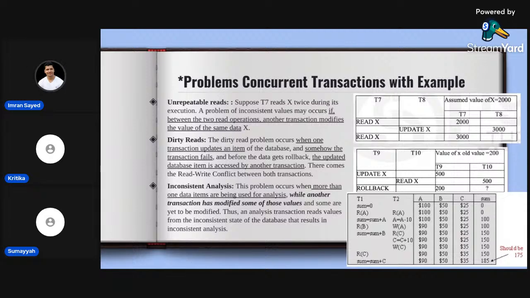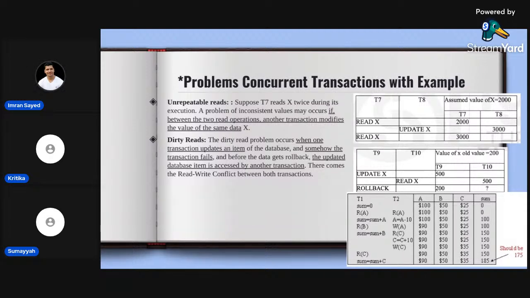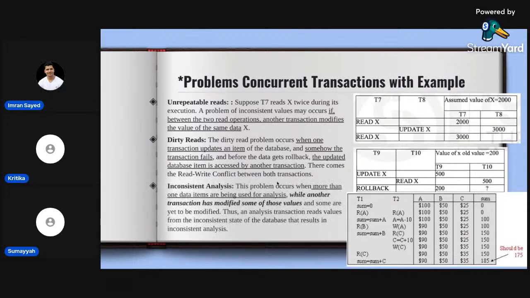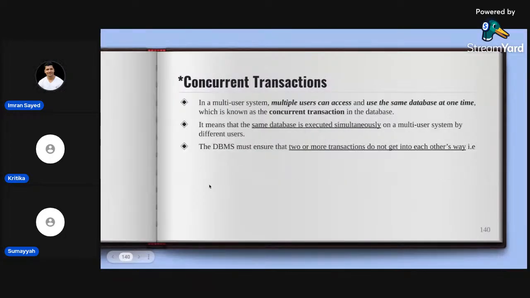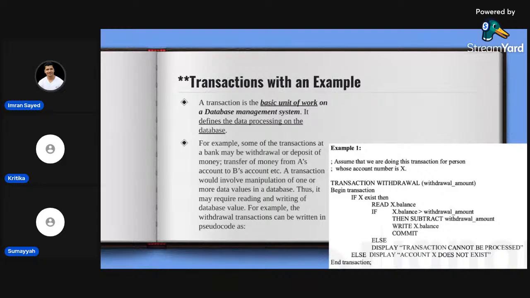But anyways, we have to only explain one of the examples, so it's fine. We can just say the problem occurs when more than one item is being used for analysis, while other transactions modify some of those values. That's inconsistent analysis. Just a quick recap for that question's answer.